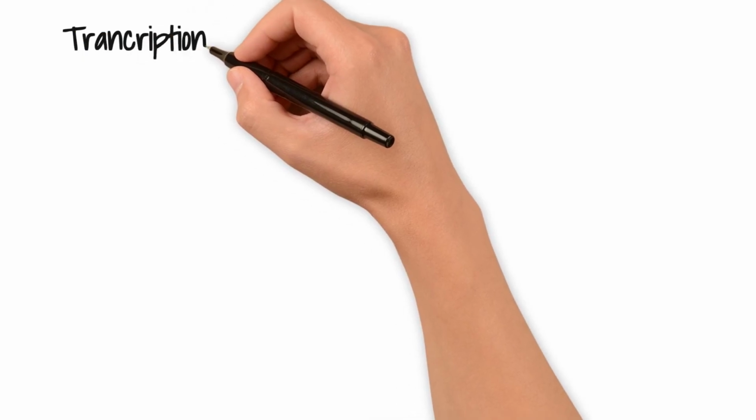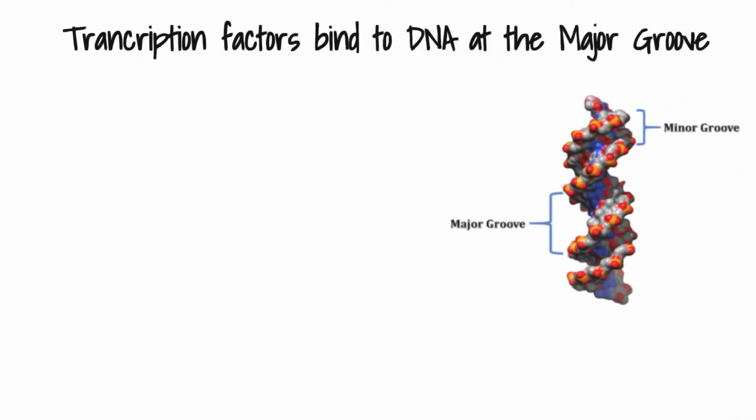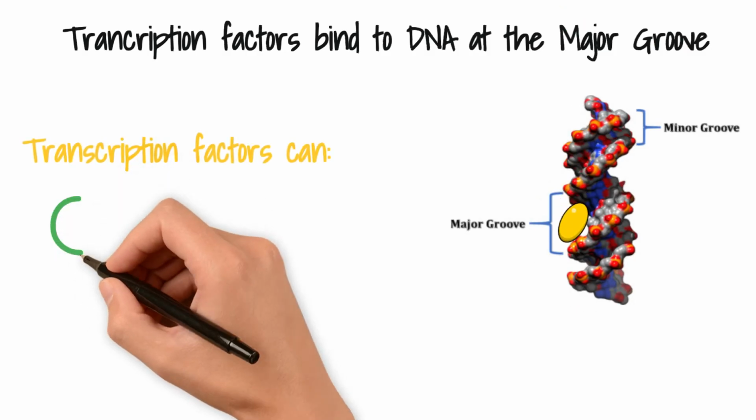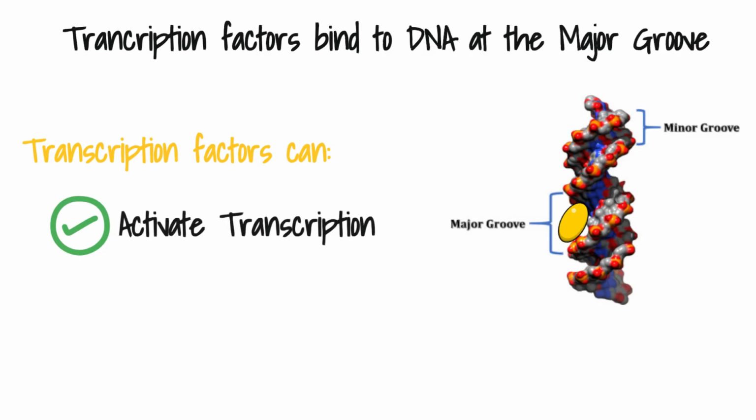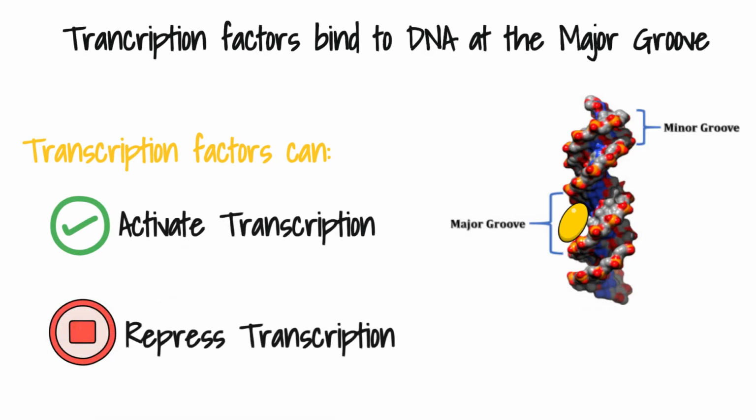How do we connect these back to the DNA grooves? Well, the major groove is the location where the transcription factors bind to DNA. These factors are very important because they can either activate or repress transcription, and as we saw earlier in the video, transcription is a key step in the way genetic information flows.